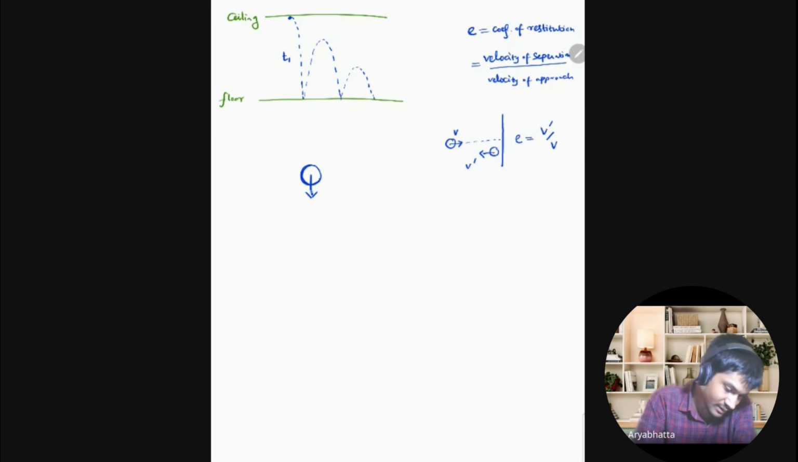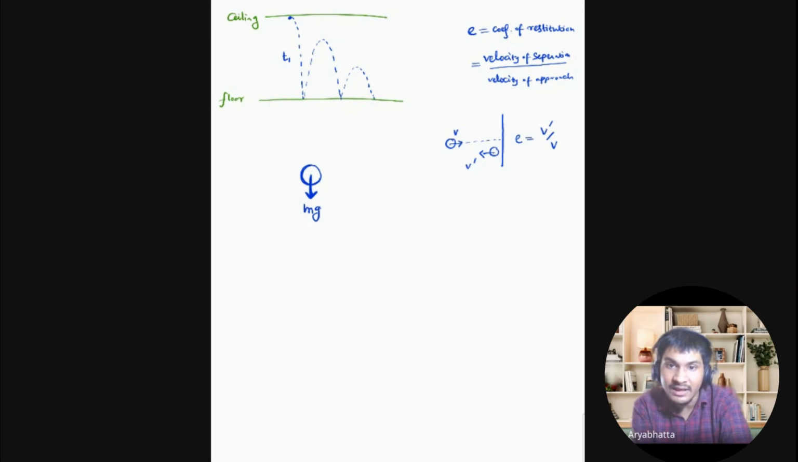Now, our ball has a free body diagram like this. There is only one external force acting on the ball, and that is mg. At the time of collision, there will be an impulsive normal force by the floor or the ceiling. In this case, it will be only due to the floor, because the ceiling just touches the ball, so there will be no impulsive normal force due to the ceiling. But at these points, there will be an impulsive normal force that just changes the direction of motion of the ball.